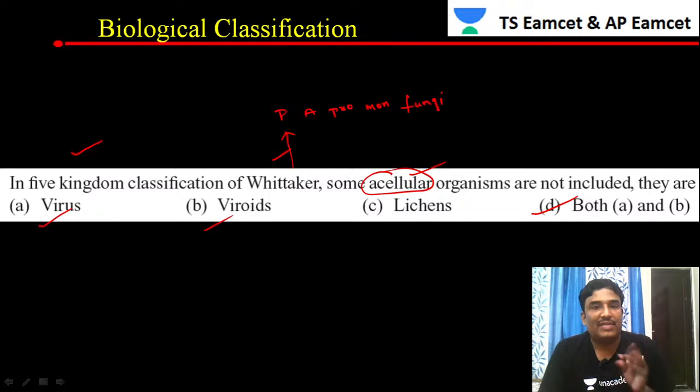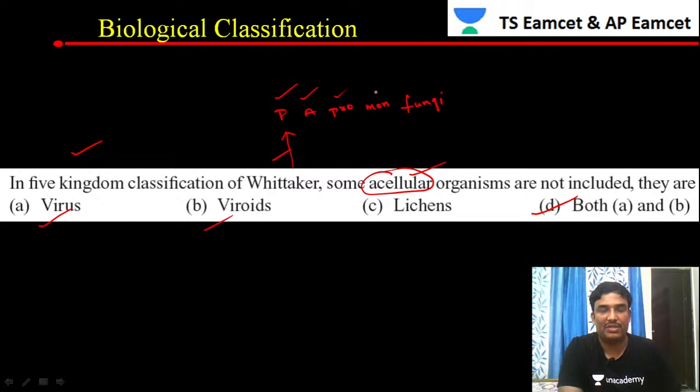Whittaker has classified the five kingdoms: Plantae, Animalia, Protista, Monera, as well as Fungi.